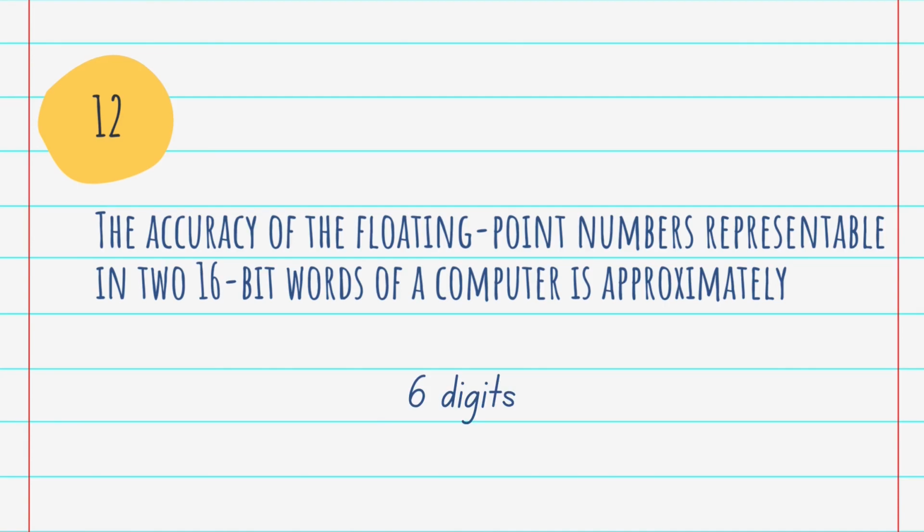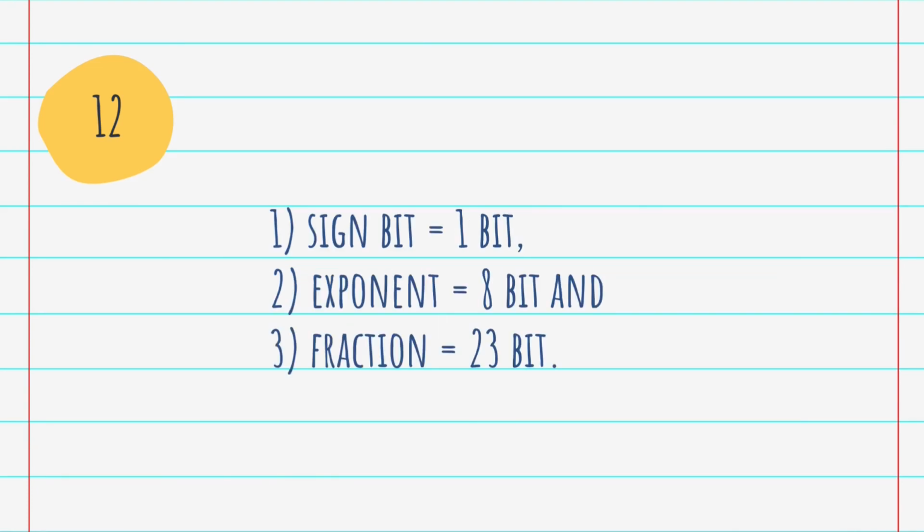The accuracy is 6 digits. Here the total number of bits is 32, and according to the IEEE 754 representation format, if we want to represent a floating point number with a single precision, that is the 32 bit, then all bits will be divided into three parts. First one is the sign bit, that is equal to 1 bit, exponent is equal to 8 bit, and fraction part is 23 bit.